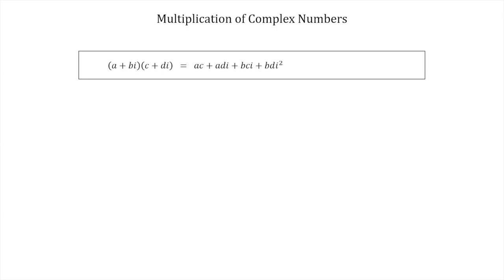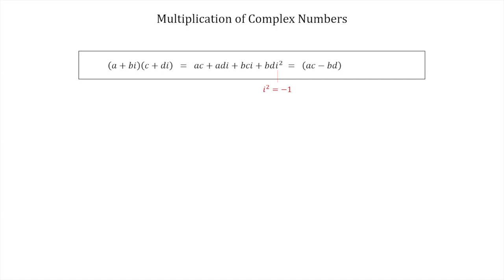But remember, we know what i squared is. i is defined to be the square root of minus 1, so i squared is minus 1 by definition. It's a very important thing to remember. Now remember, if i squared equals minus 1, then this term at the end, bd i squared, is actually just bd times minus 1, or minus bd. So we get ac minus bd for the real part of this number.